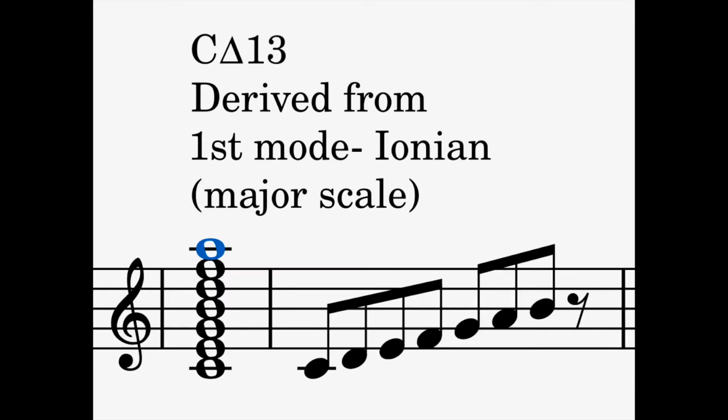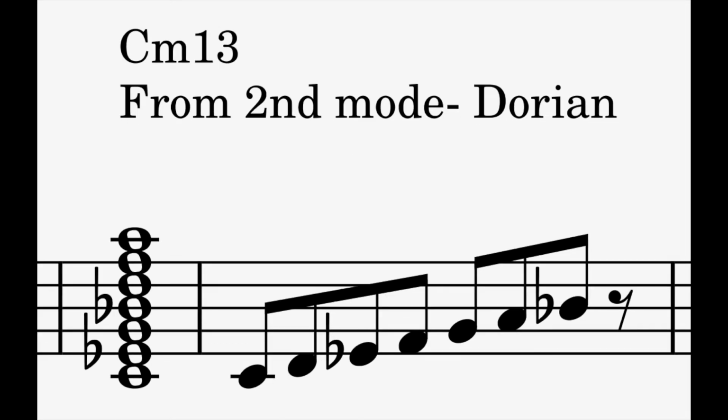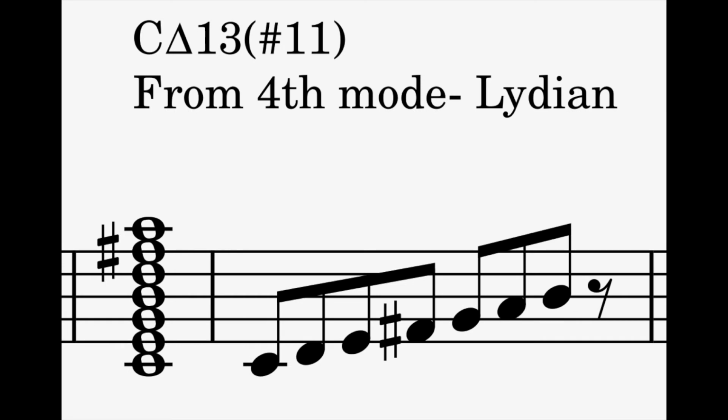You can build 13th chords out of any mode of the major scale. A minor 11th flat 13 chord has a minor third, a perfect fifth, a minor 7th, a major 9th, a perfect 11th, and a minor 13th. There are 5 other 13th chords that you can derive from the modes of a major scale. For example, a minor 13th chord is derived from the Dorian mode. A major 13 sharp 11 chord is derived from the Lydian mode. And they get more and more spicy.